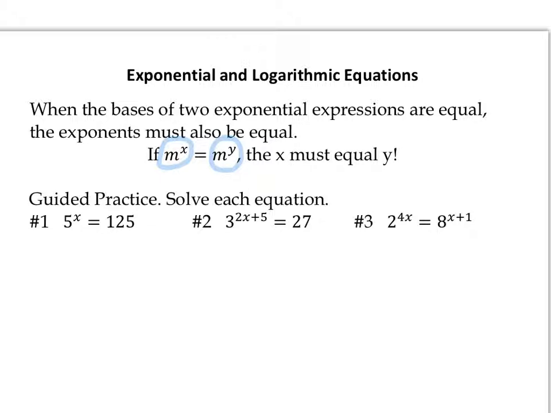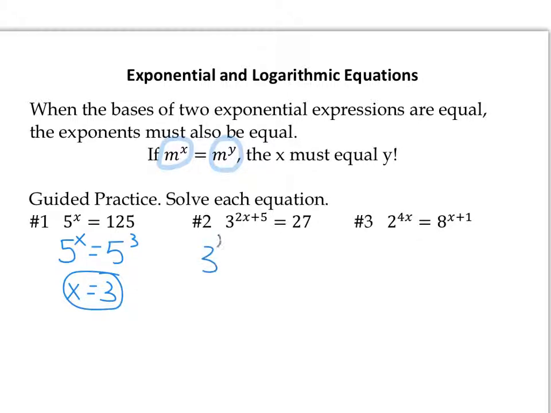Number one is 5 to the x equals 125. So what we need to do here is get the same base. If we have 5 to the x, we need to get 125 to be 5 to some power. So 125 is 5 to the third power. So we can write this out as 5 to the x equals 5 to the third, which means x equals 3.